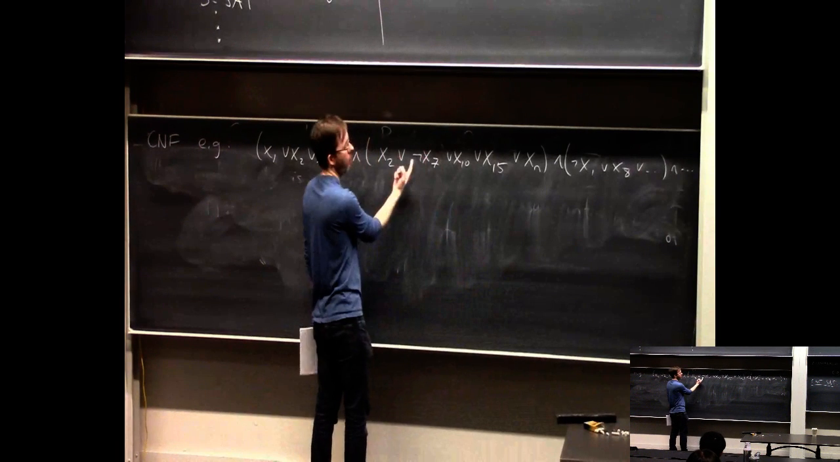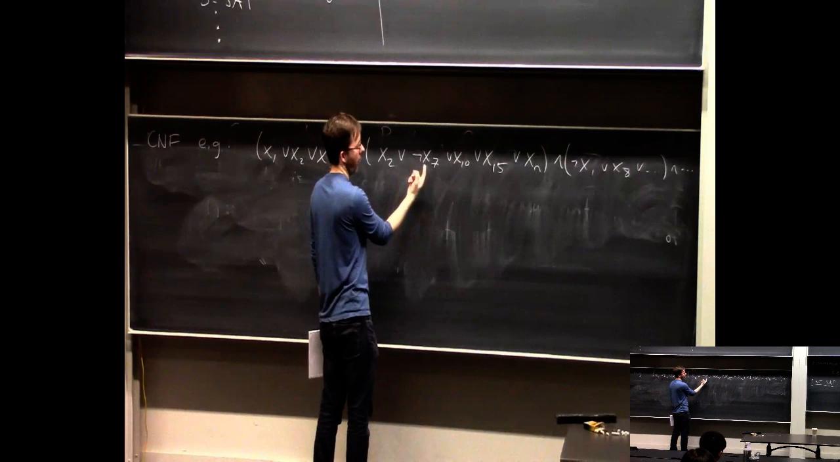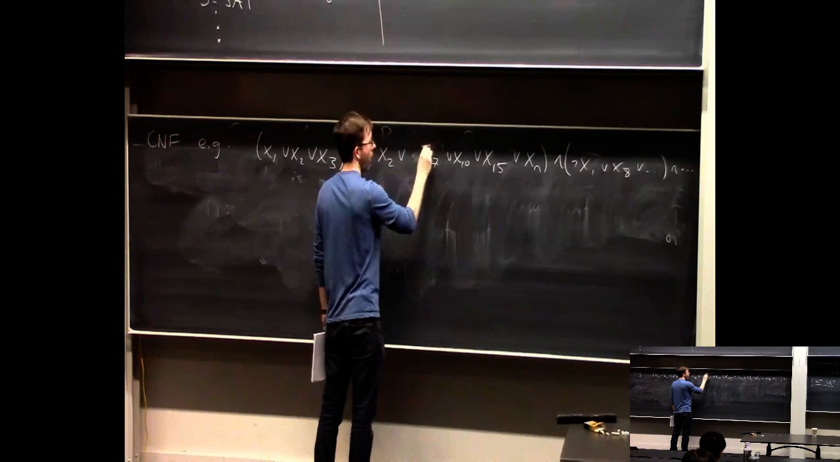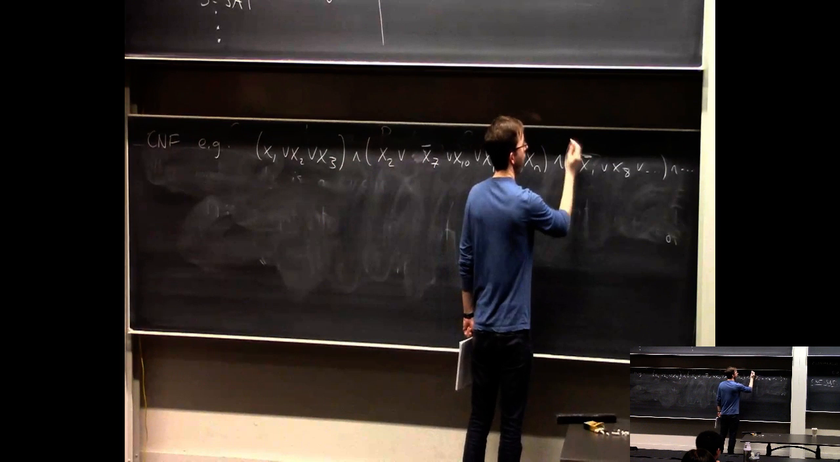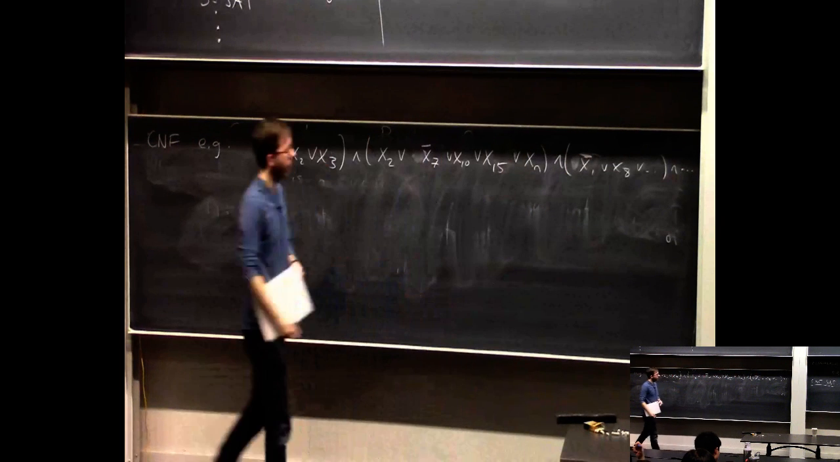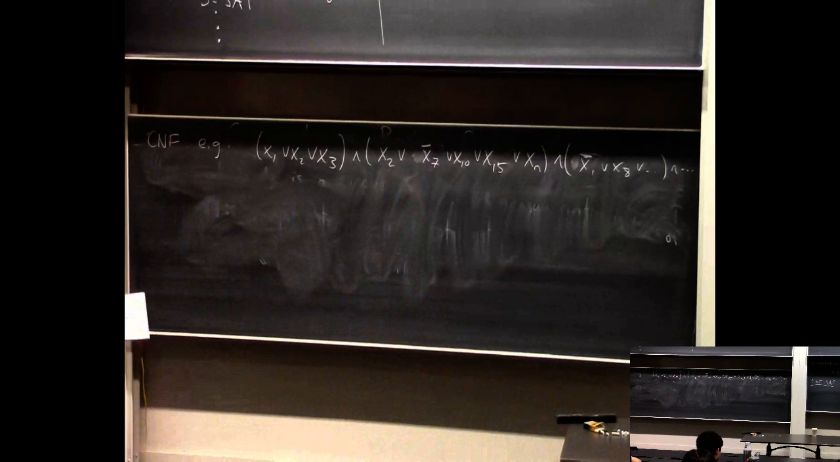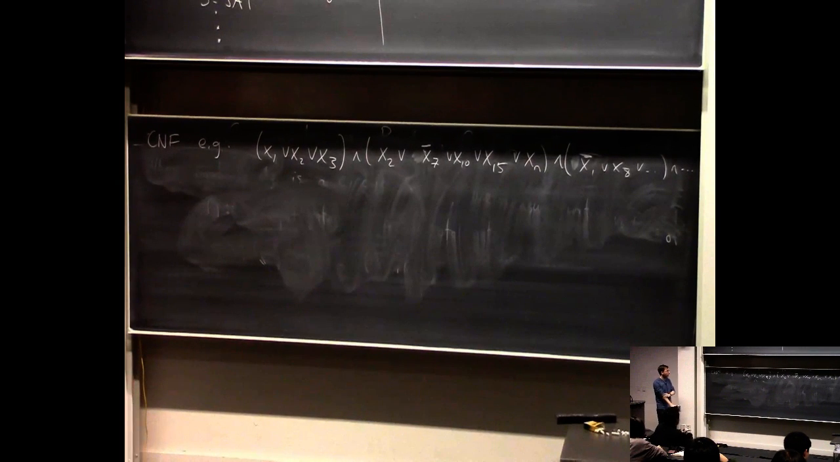Once you get to writing CNFs, you've probably seen this before. Instead of writing negation x7, I'm going to start writing overline x7. That just stands for the negation. OK, hopefully you've seen these things before. So that's a special kind of formula.